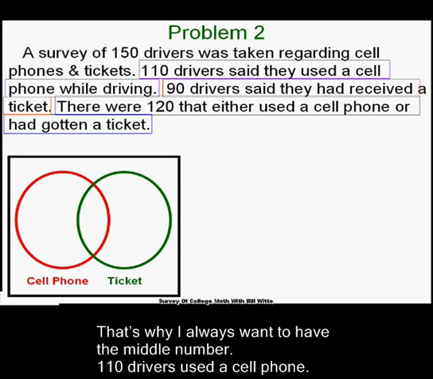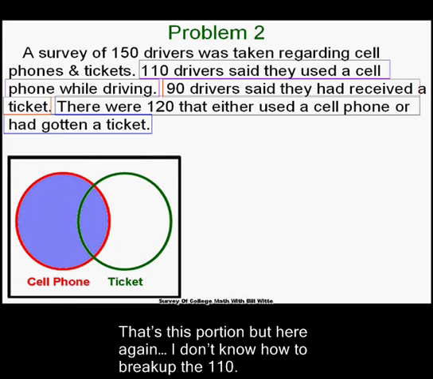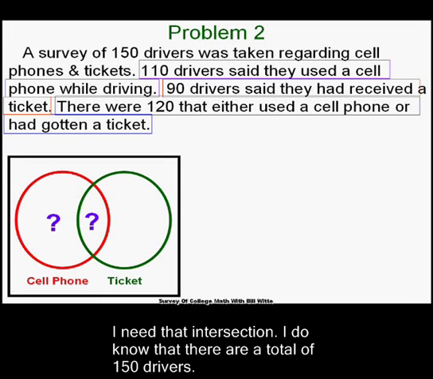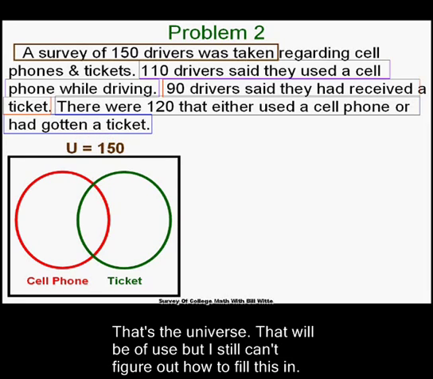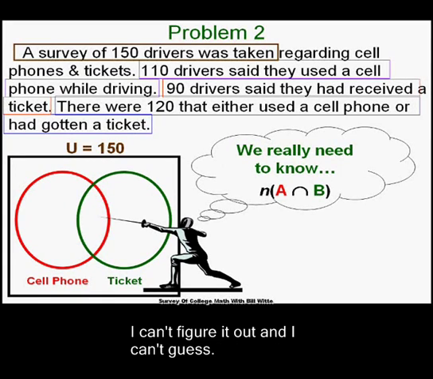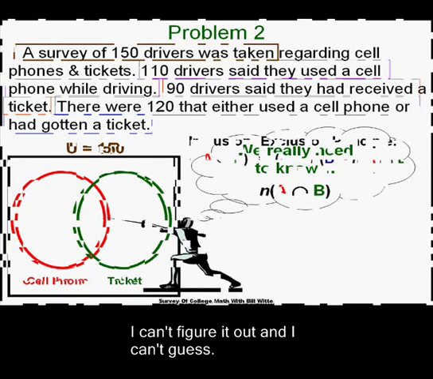They told me 110 drivers used a cell phone. That's this portion. But here again, I don't know how to break up the 110. Okay? I need that intersection. I do know that there's a total of 150 drivers. That's the universe. So that's of use, but I still can't figure out how to fill this in. What am I going to do? I know I need that intersection, and I can't figure it out, and I can't guess.